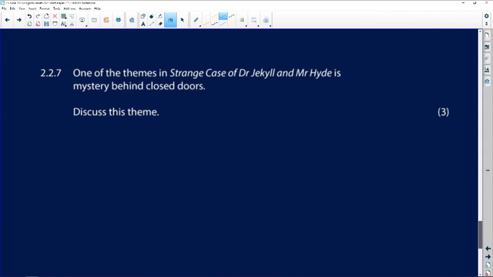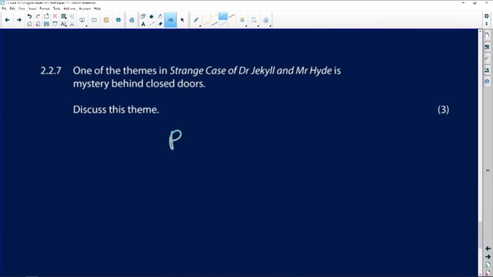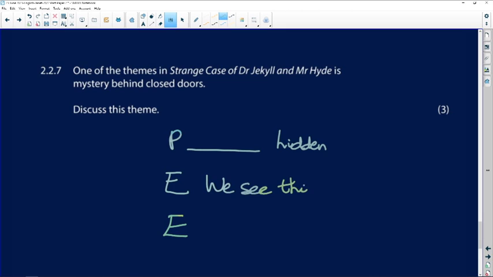This is the theme question. Remember what we said, you're going to use your PEE or your PEA. Your point is, one of the themes is about mystery, things that are hidden. Then you're going to say, we see this when, and you're going to tell me the story, and then you're going to say, this shows, and then you're going to show me what it shows about things being hidden or mysterious or behind closed doors or whatever it is.